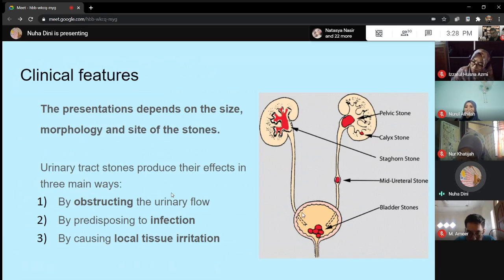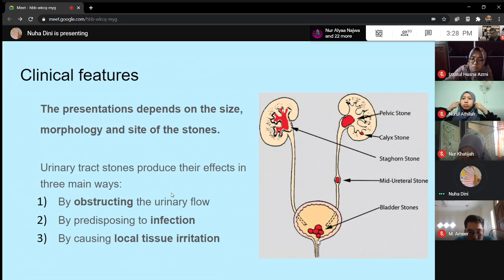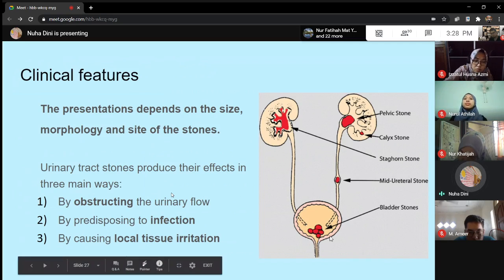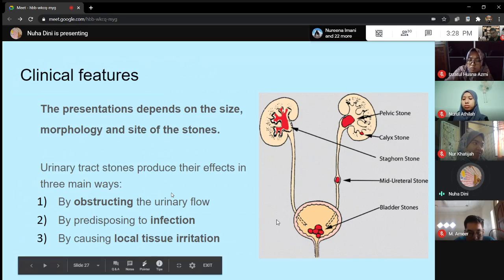In bladder neck obstruction, if the stone is able to pass the urethra, enter the bladder, it can cause bladder neck obstruction, and eventually the patient will have urinary retention. So by predisposing to infection, the patient can present with acute pyelonephritis, perinephric abscess, cystitis, or ascending infection.